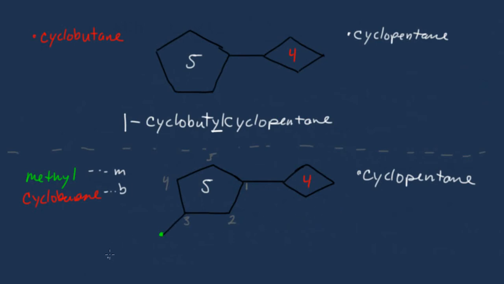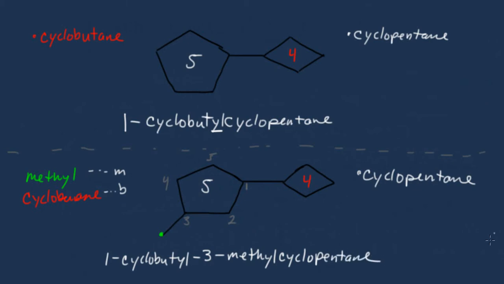So alphabetically we have 1 cyclobutyl, and then 3 methyl, cyclo, our parent chain, cyclopentane. And that's how you do this one. So let's go ahead and jump into another one.